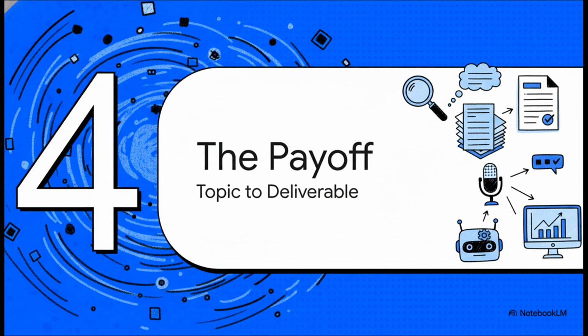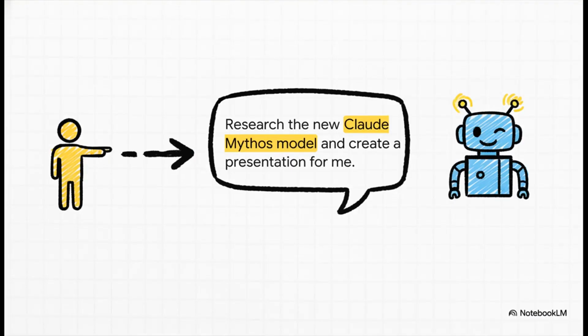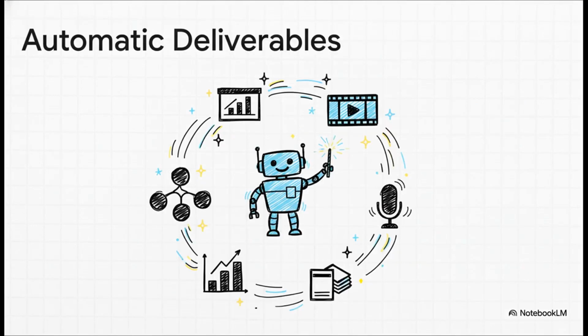Okay, that's all the theory. But what does this actually look like in the real world? What can you get from just one simple instruction? So, let's use a real example. A user gives Claude a super straightforward task like this one. Research the new Claude Mythos model and create a presentation for me. See? No complicated prompting. Just a clear, simple goal.